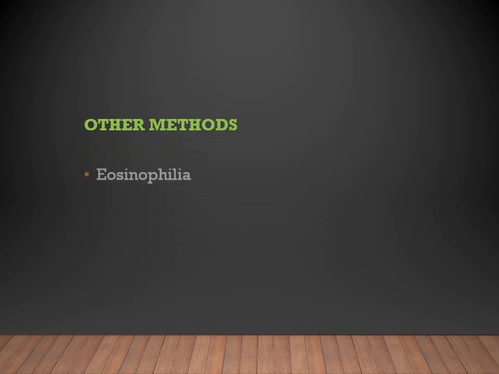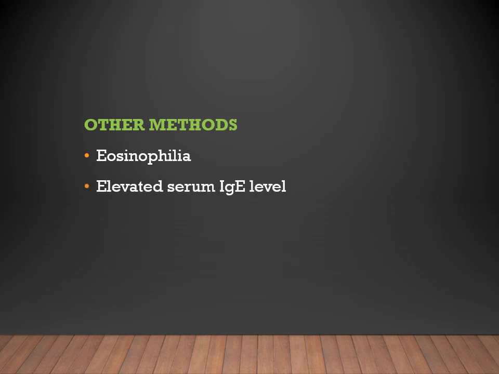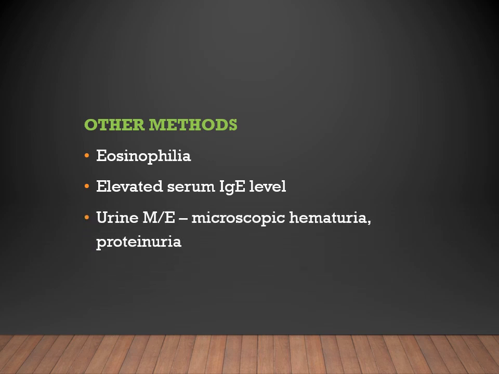Then other methods, eosinophilia. As it is a parasitic disease, there is a high eosinophil count, so that will be supportive evidence. Then elevated serum IgE level will be raised. Urine microscopy examination, microscopic hematuria. In case immune complexes are deposited in the kidney, and there is nephrotic syndrome or hematuria, proteinuria occurring, you can go for the urine examination.